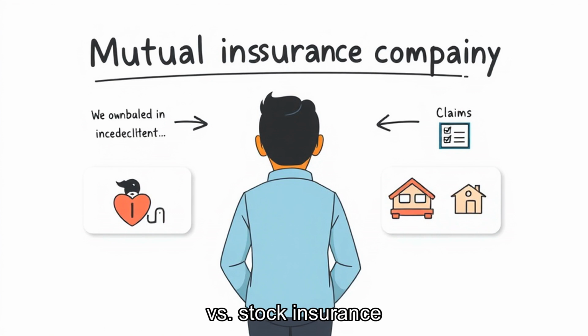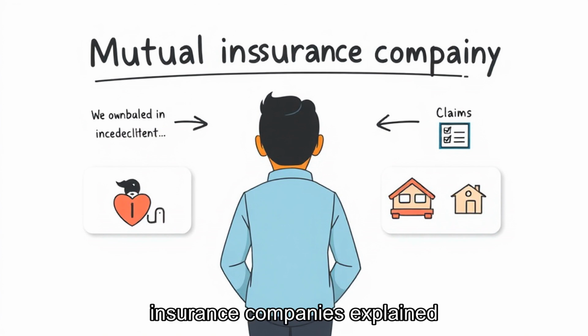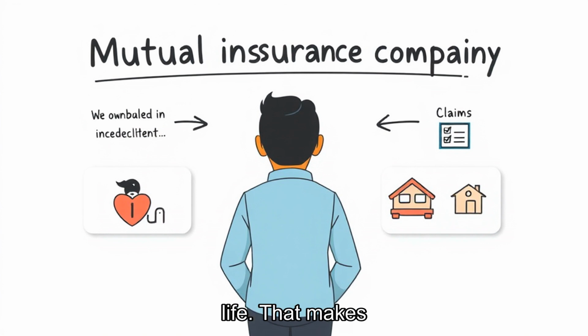In mutual versus stock insurance companies explained, notice when a mutual insurance company is owned by policyholders. Customers may have membership rights through their policies. The company is organized around serving insured members. The link between those pieces is what makes mutual versus stock insurance companies explained useful in real life.